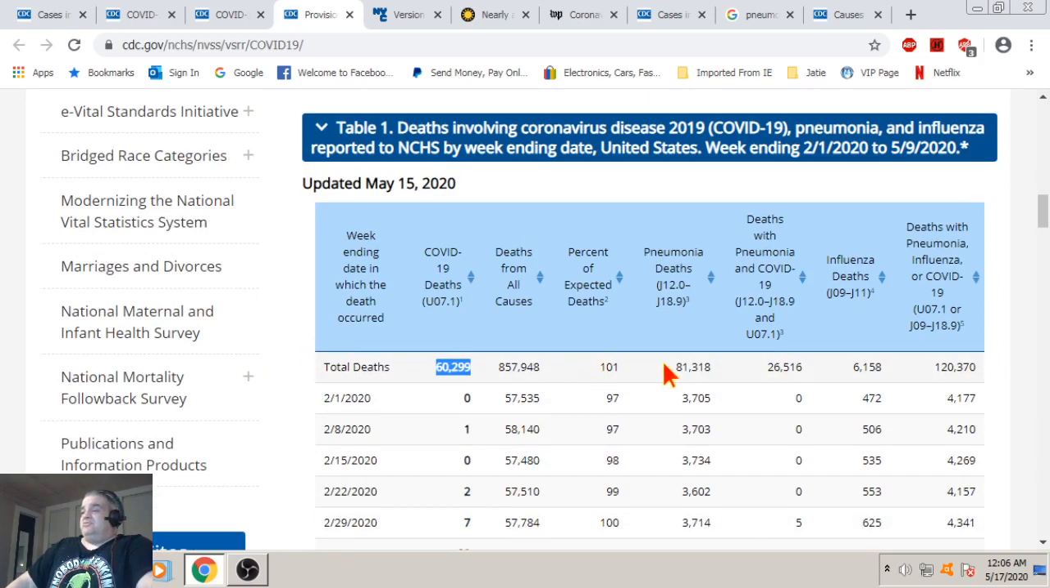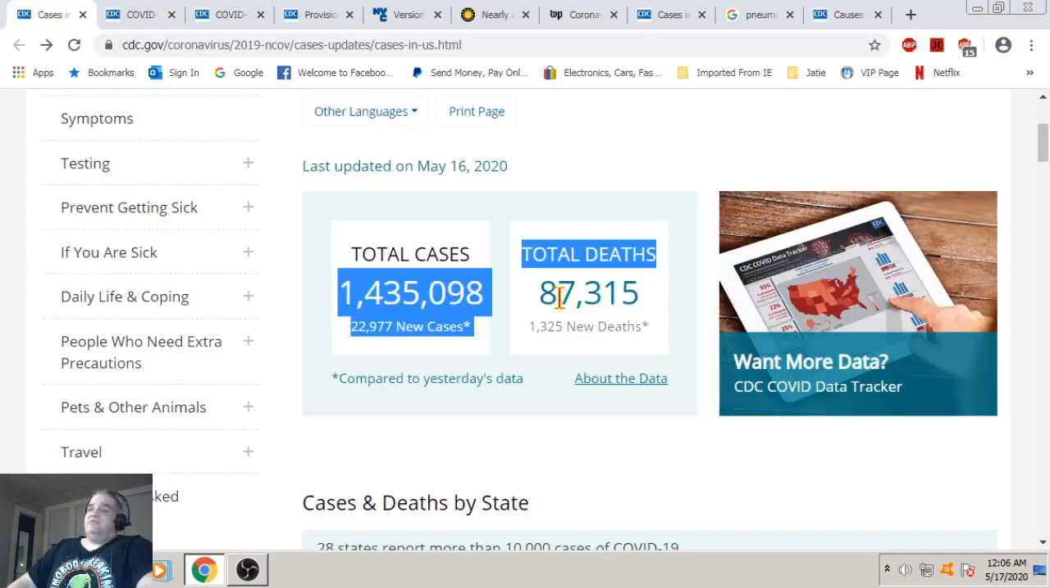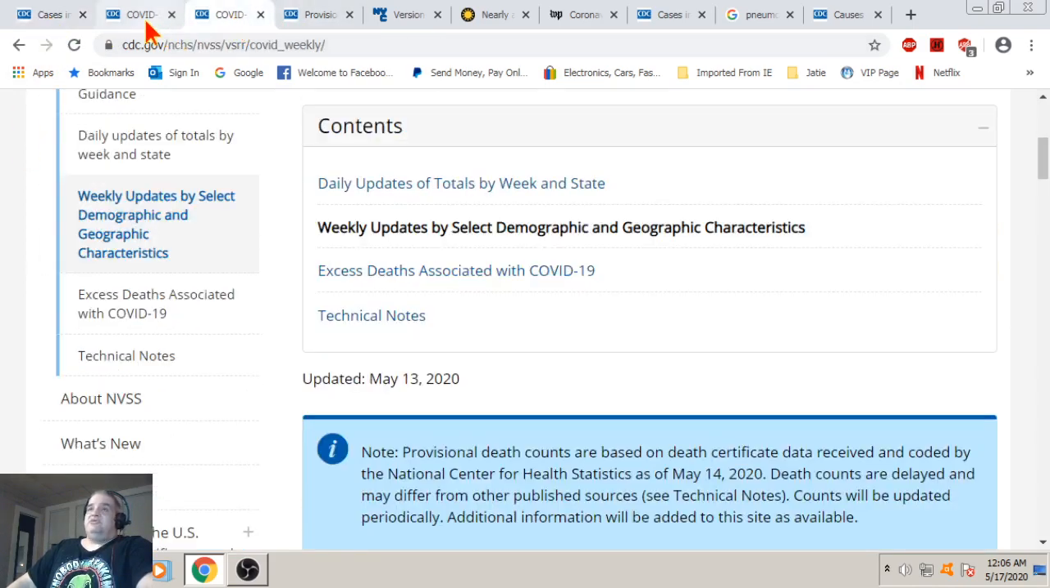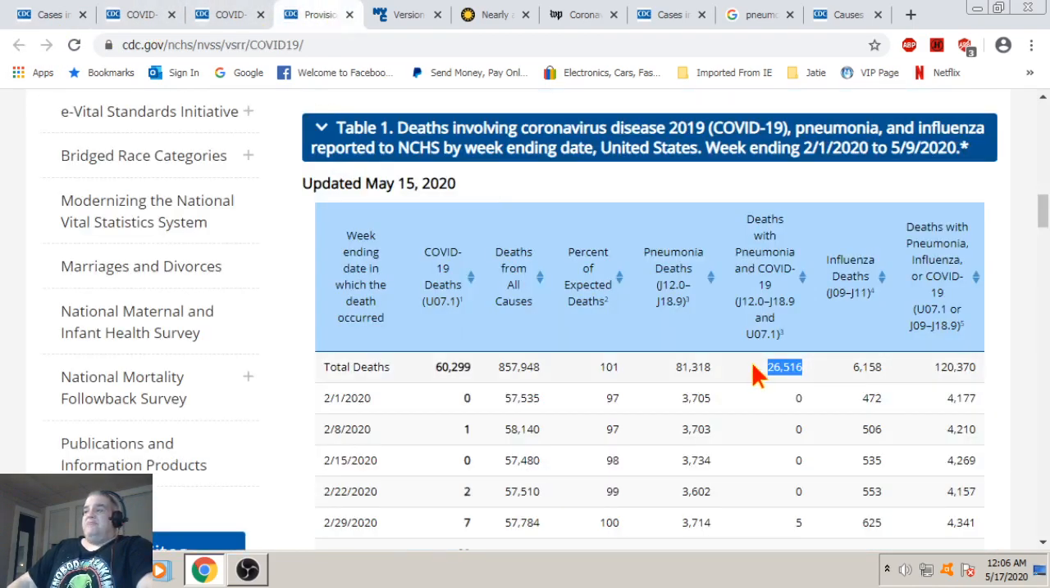Here are the numbers. Just remember, I'll add that with this number here. That gives you this number. And again, like I said, they shouldn't be doing that. They should be showing just this number, because to make it fair, true data, this number here will also be added to here, because there is pneumonia by itself.